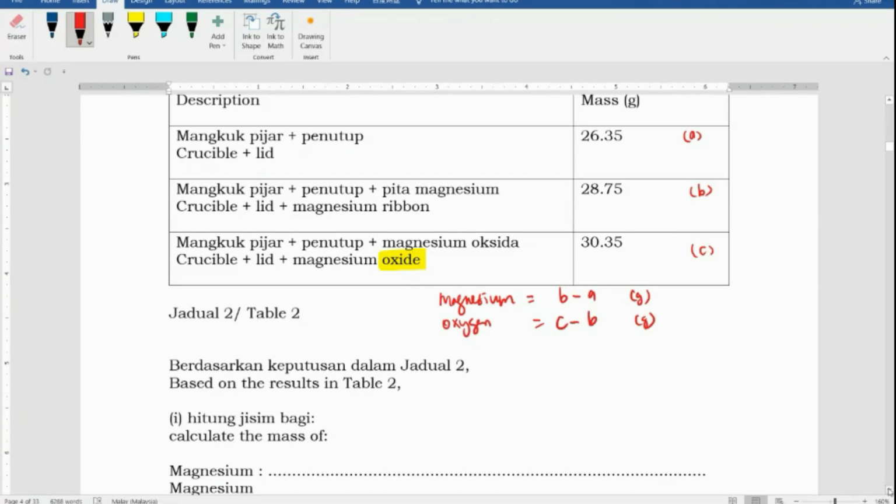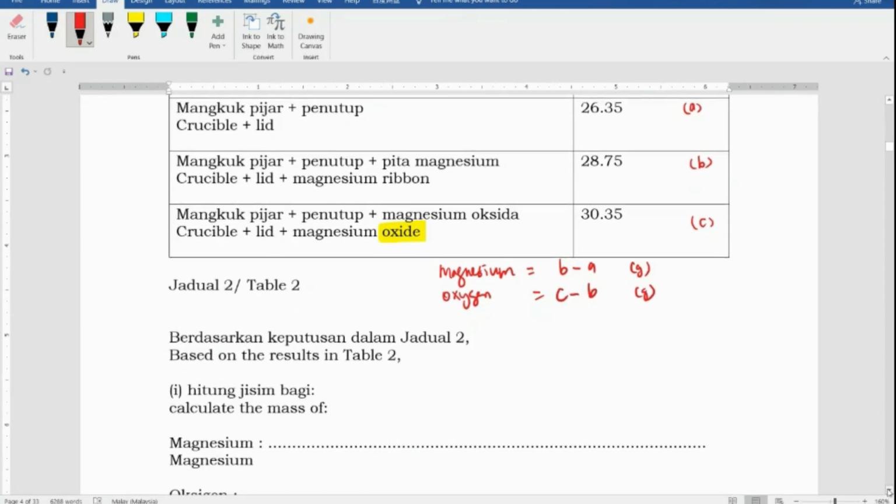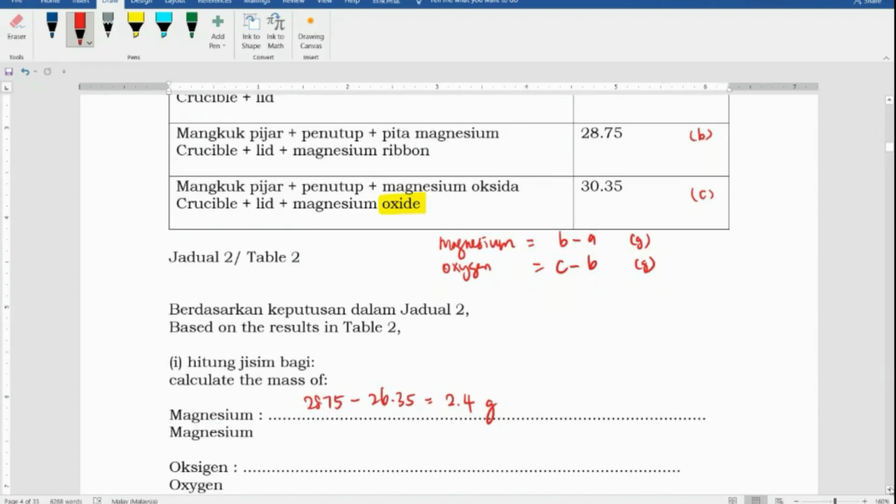Teacher, is it 2.4? 2.4 gram, meaning 28.75 minus 26.35. So you get 2.4 gram. Correct? How about oxygen, Anessa? Berapa nilai?